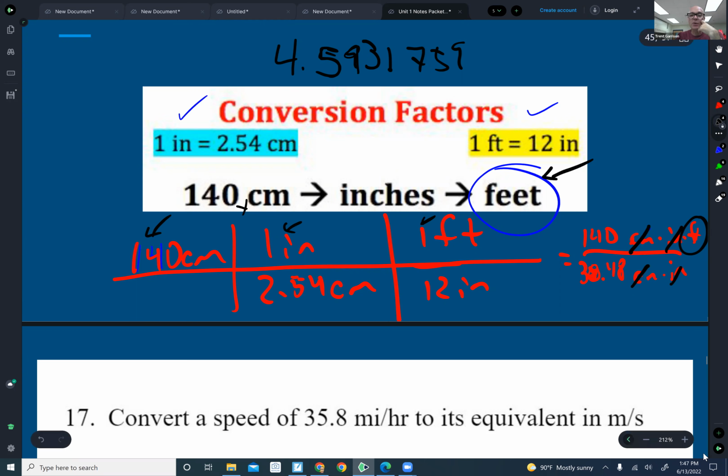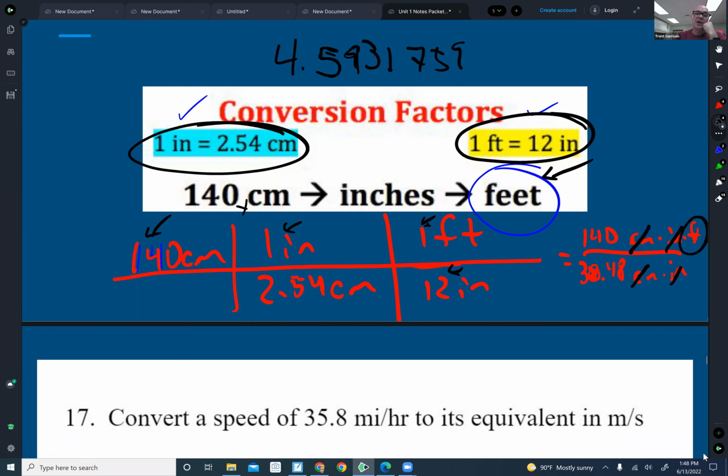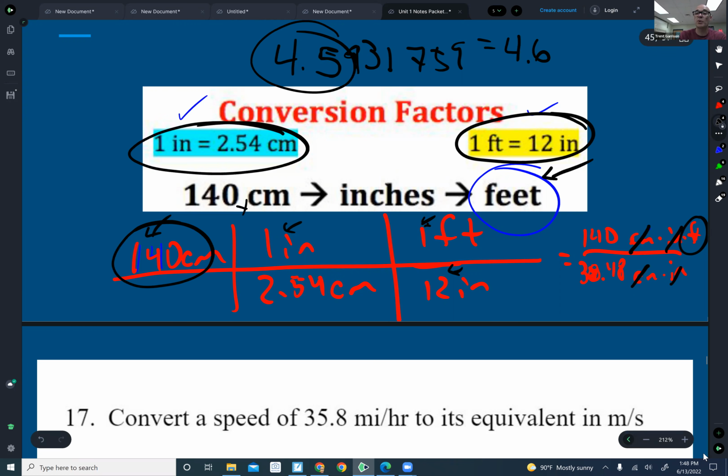This could also be 1.0000 forever because it's an exact value. The same for this one, 12.00. So we don't include any of our conversions in significant figures. The only value that we are going to calculate with is the first one, 2 significant figures. So my answer will only have 2 significant figures, meaning my final answer is 4.6 feet.